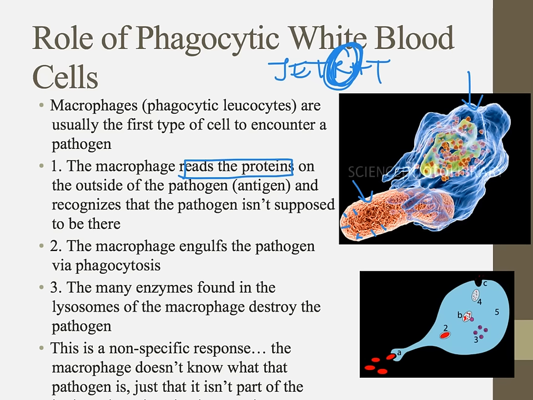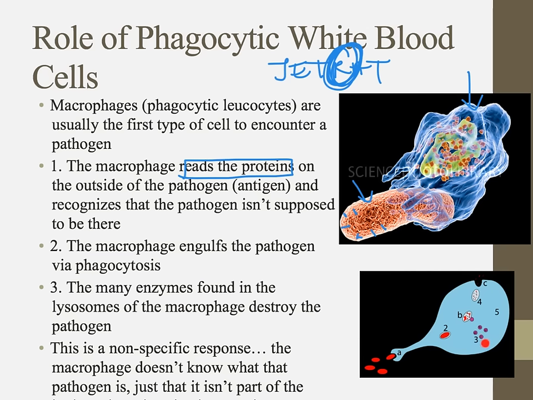So it's going to engulf that pathogen via phagocytosis. Again, that's a form of endocytosis. It makes a dent in the cell membrane. That cell membrane pinches off, and now that pathogen is on the inside of the cell, wrapped up in a vesicle made of what used to be that part of the cell membrane. Google it. It's real.